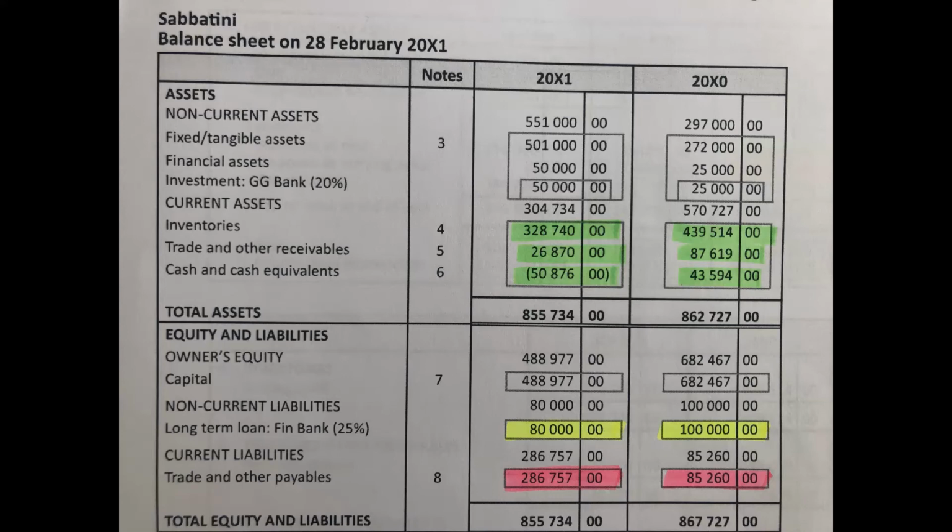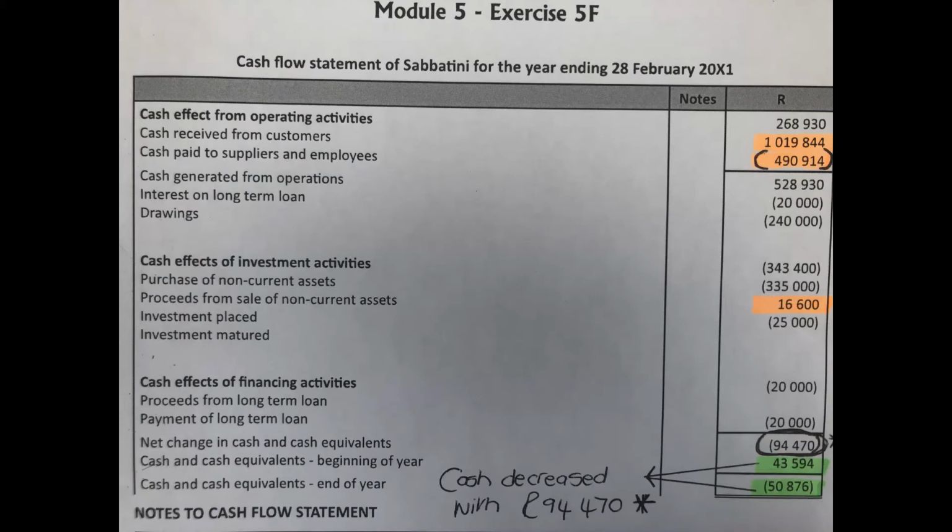We're going to have a look in the balance sheet to see what the loan was. Okay, let me just get to the balance sheet. Long-term loan, FinBank, 25%. Okay, so we're going to calculate the interest on the 80,000 because that was the amount the loan was for the whole year. Remember, we've changed that in the additional information, that it says the capital amount on the loan was paid on 1 March. In other words, we can calculate the interest on the 80,000 for the whole year. So if you calculate 25% on the 80,000, you will get that amount of the interest on long-term loan, 20,000, which is written in brackets because it is an outflow of cash.